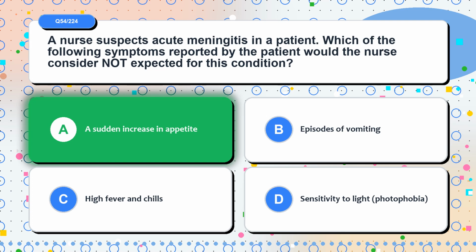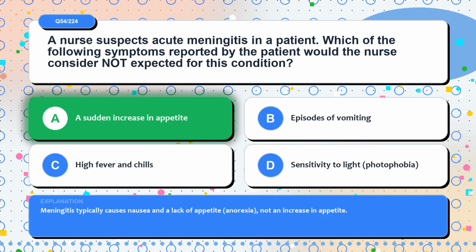The correct answer is option A, a sudden increase in appetite. Meningitis typically causes nausea and a lack of appetite, anorexia, not an increase in appetite.